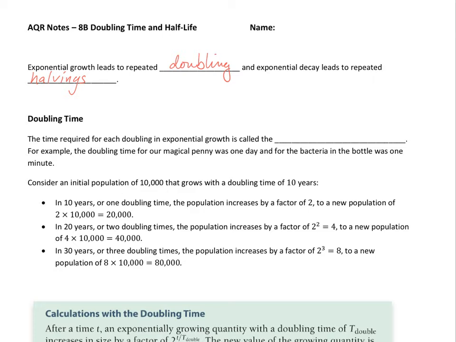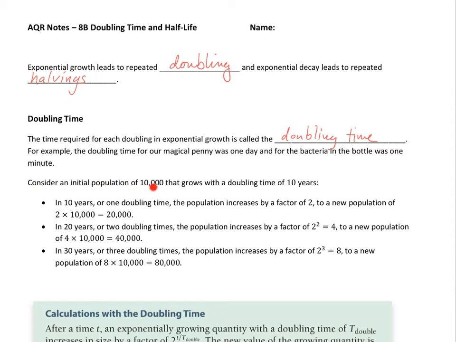So let's start out with the doubling time. The time required for each doubling in exponential growth is called, you guessed it, the doubling time. For example, the doubling time for our magical penny was 1 day, and for the bacteria in the bottle was 1 minute. Here is a very quick example with everything worked out.